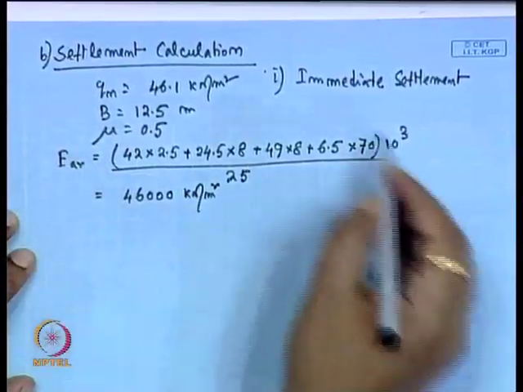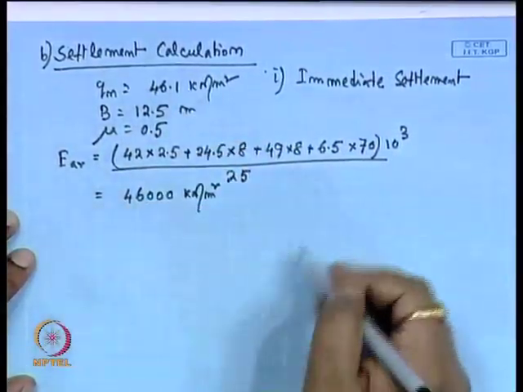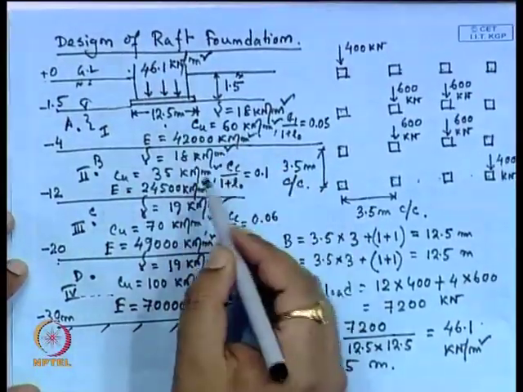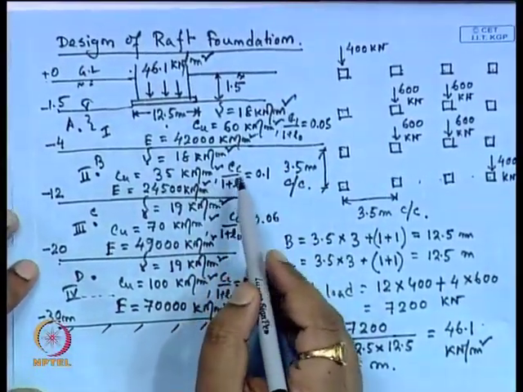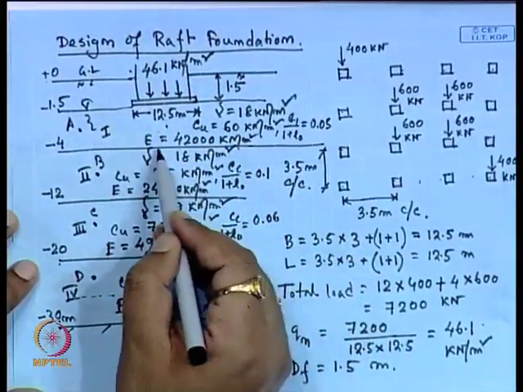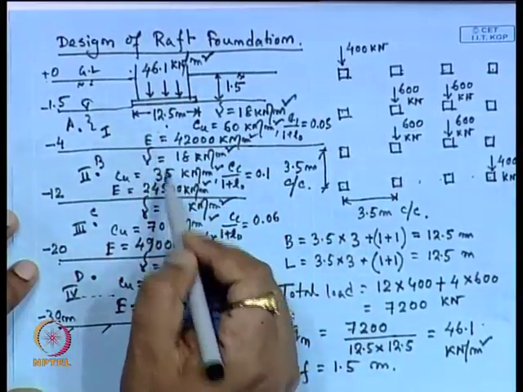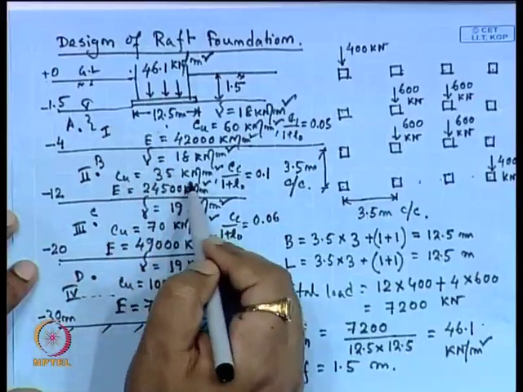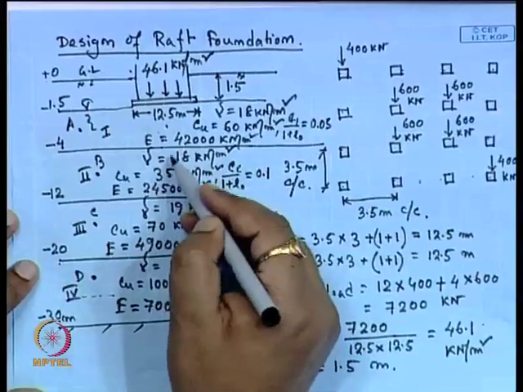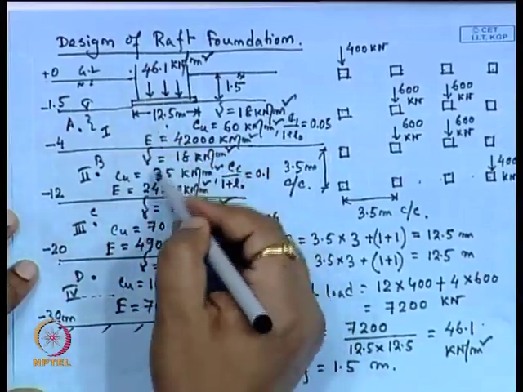Here we are taking the weighted average. In the previous case, we took the minimum value of 35, because the influence zone is 12.5 meter, and among this 12.5 meter, the Cu value is 35 kilonewton per meter square and the thickness is almost 8 meter. So, most of the influence zone is within this layer.